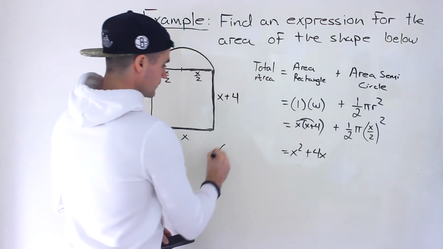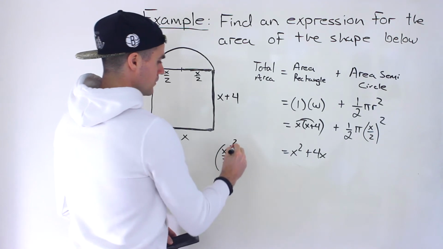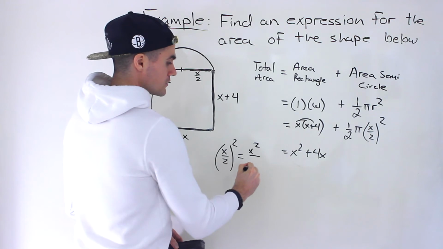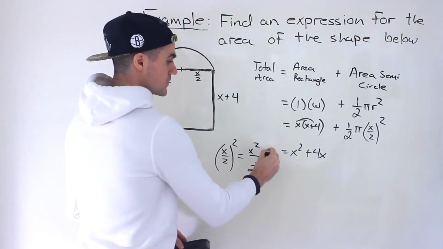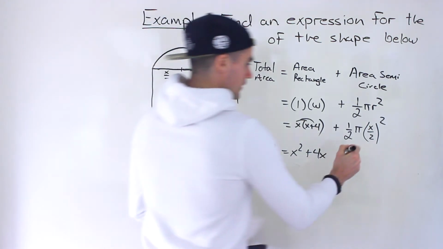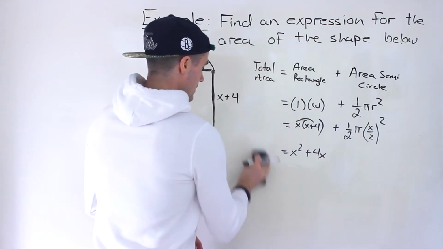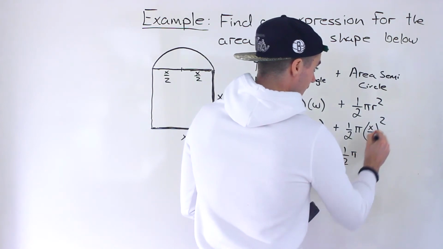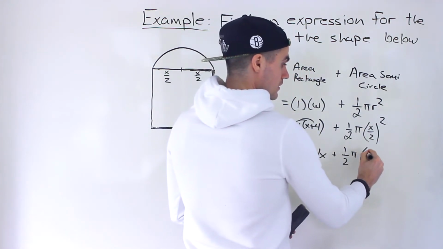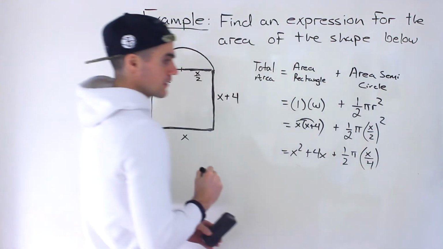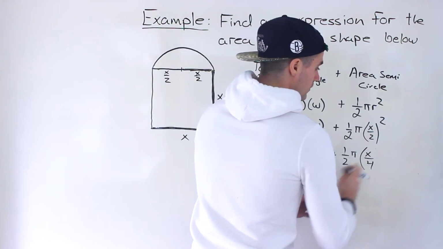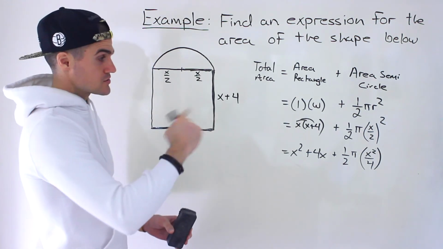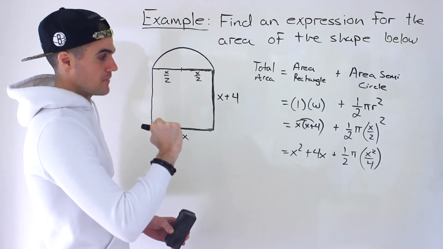Now over here, let me work with the exponent first. When we have a fraction to an exponent, we could take the numerator to that exponent, take the denominator to that exponent, so we'd have x squared over 4. So continuing this, we'll have plus 1 over 2 times pi, and then this whole exponent would be x squared over 4. Like that, right? The numerator to the power 2, the denominator to the power 2.